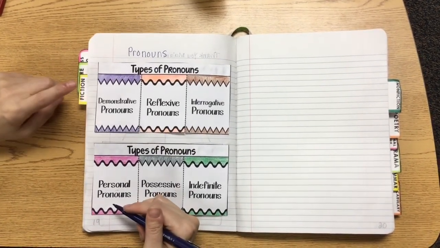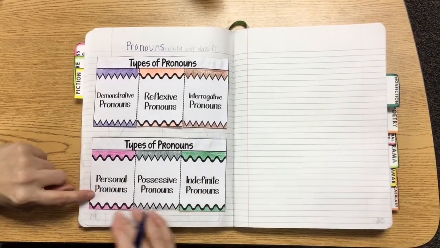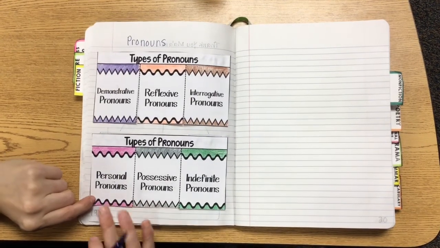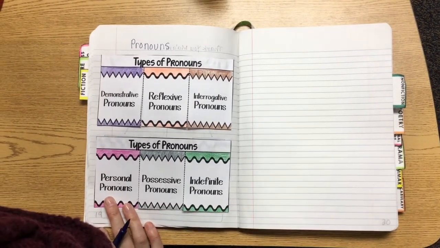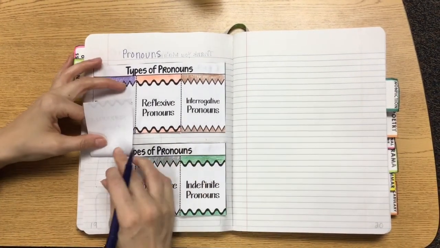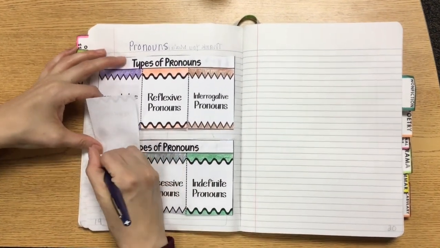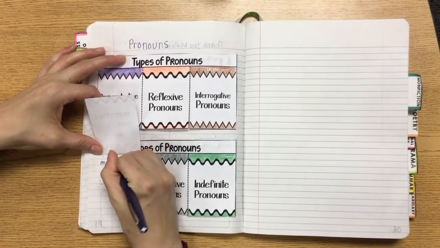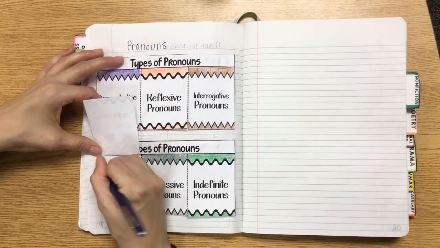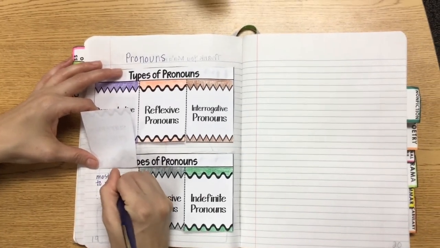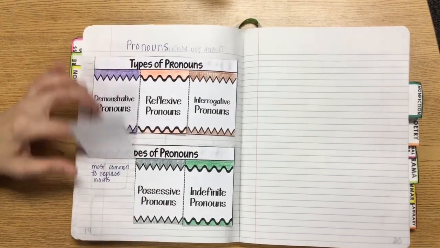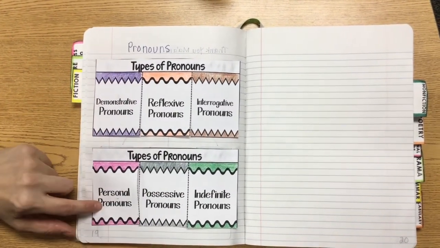But the very first one is personal pronouns. I am actually going to start down here, but personal pronouns are the most common pronouns. They're the most typical. So we're going to write underneath this flap, most common, and then their main job is to replace nouns. And then we're simply going to list the main personal pronouns.